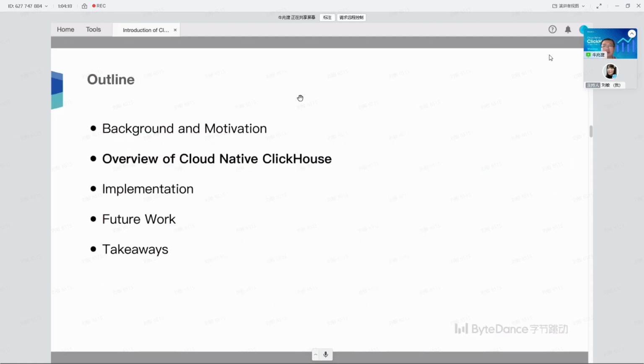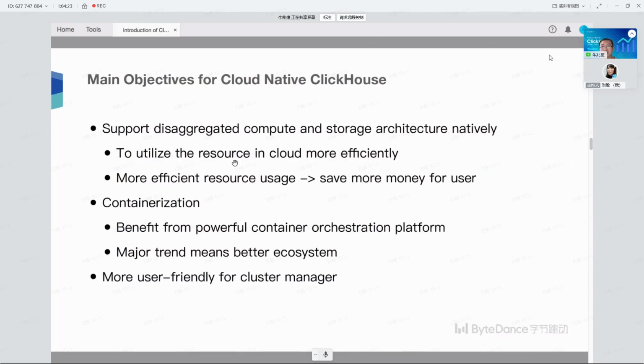Then let's take a look at our new system. How do we implement it? There are three objectives before we start this project.